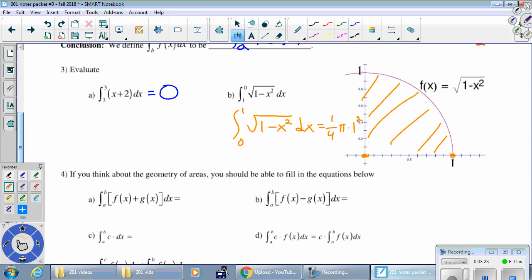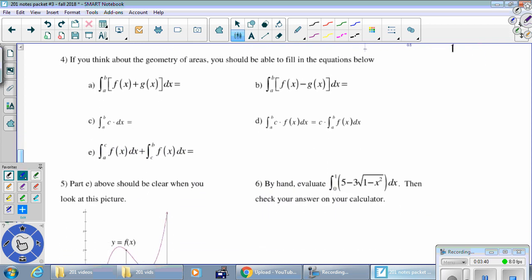So what if I wanted the original answer? That's the integral from 1 to 0. Well, you just take your original answer and take its opposite sign. Negative 1/4 pi is the answer there.